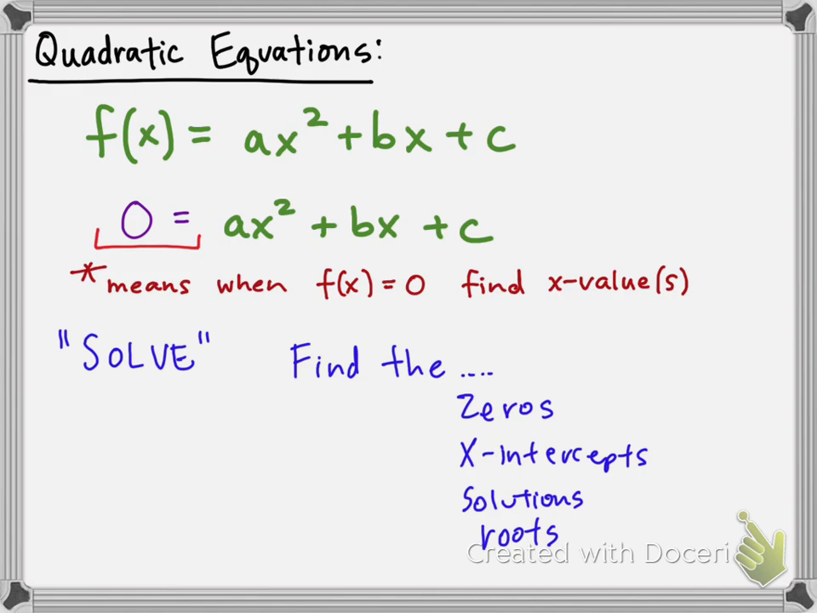Things you need to know. Quadratic equations come in the standard form of f of x is equal to ax squared plus bx plus c. If we set that equation equal to 0, it means you need to find the x values when the y value is 0. There are multiple directions that could be given to you in a problem, such as solve, find the zeros, find the x-intercepts, find the solutions, and find the roots.